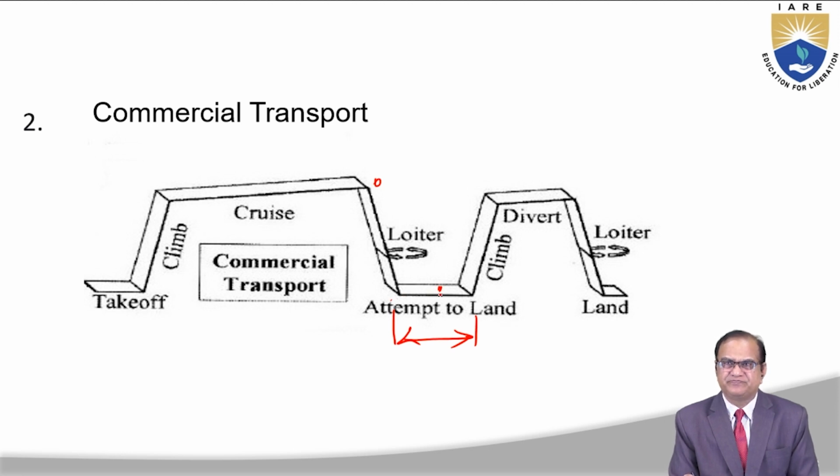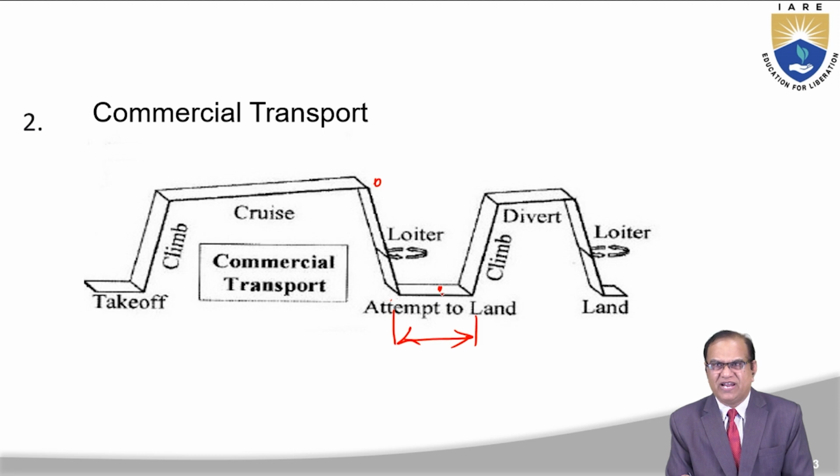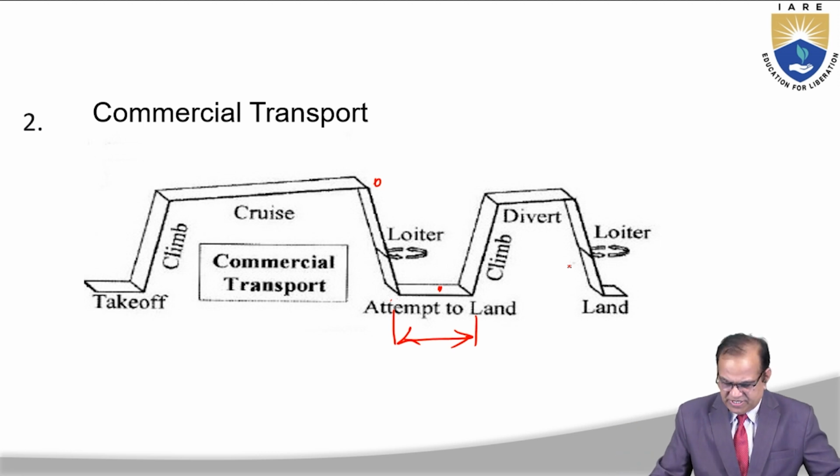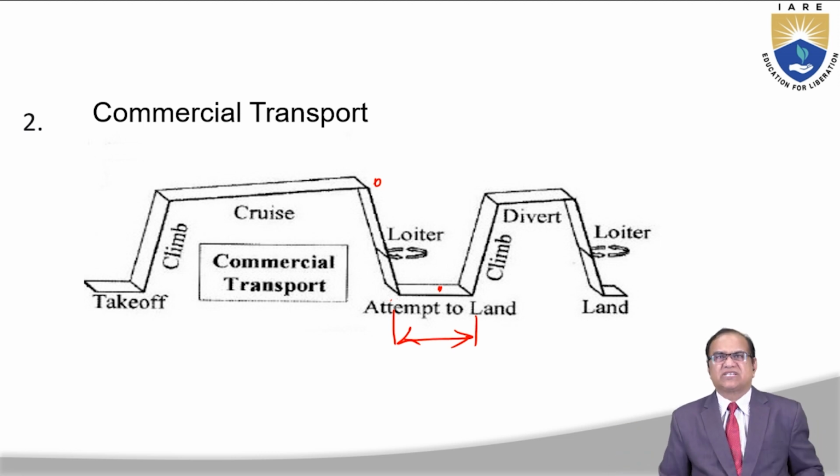and it will land here. Again, boarding and deboarding of the passengers is done for some time, maybe 15 minutes to half an hour, and then again it takes off here. Again it will climb, again it will divert. From here again it will loiter, and again it will land. So like this, different missions are there, and this is called the commercial transport mission profile.